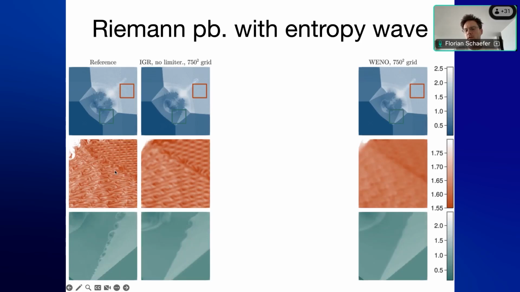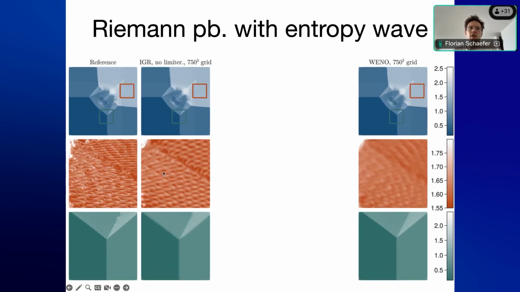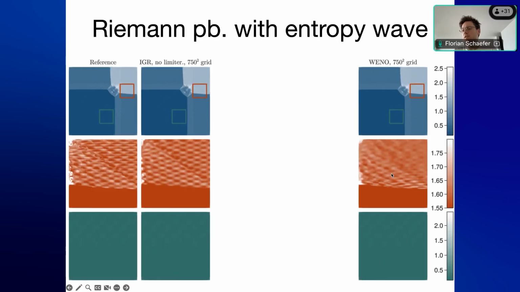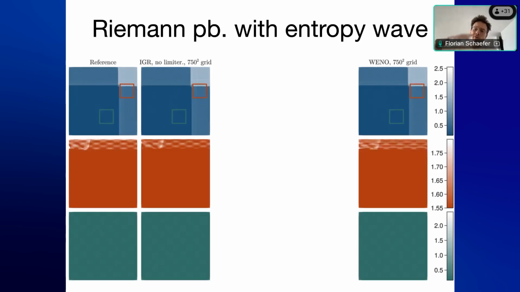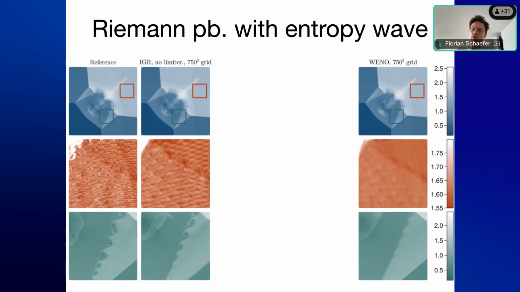It's a bit similar to the Shu-Osher problem, just in 2D. We now see that for the same resolution, IGR does a fairly good job at capturing these fine scale patterns, whereas WENO on the same grid basically smoothes out these fine scale structures, because as the shock passes through them, WENO drops down to a lower order reconstruction, and that washes out the fine scale detail.